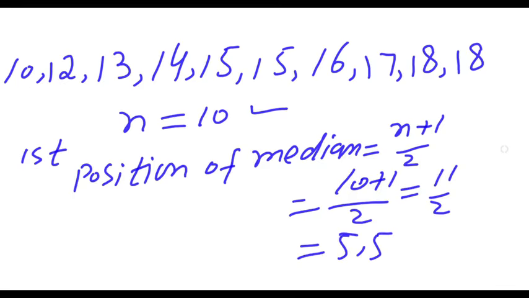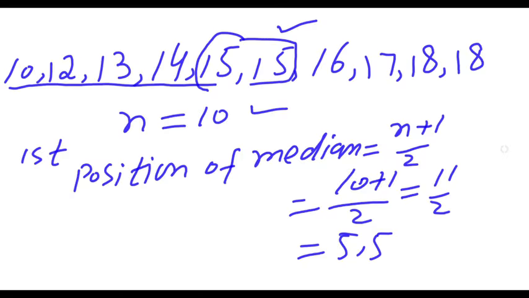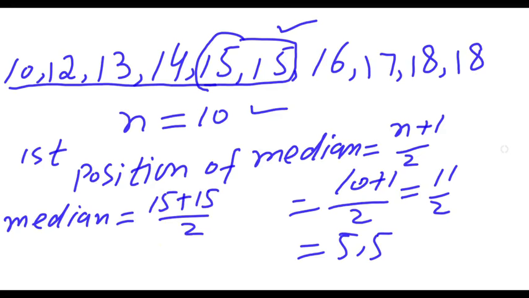So now we're looking for the 5,5 in this data set. 1, 2, 3, 4, 5. So the fifth value is this one. And this comma 5 falls into the next one. So we've got two values, 15 and 15. So the median is going to be 15 plus 15 divided by 2. We take the average of these two numbers. So the answer will be 15. So the median is 15.